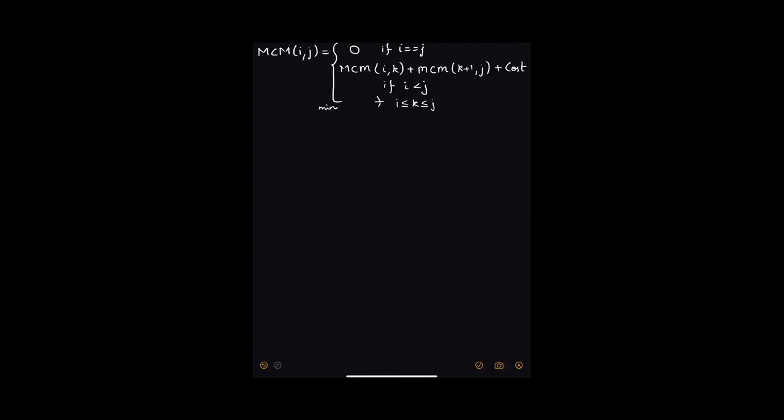This is the formula that we are going to use to apply matrix chain multiplication. So MCM of i comma j, if I write it as MCM of 1 comma n, then this implies the minimum number of multiplications we require to multiply 1 to n matrices. Over here you can see the cost. So this cost is equal to the minimum number of multiplications required to multiply 2 matrices.